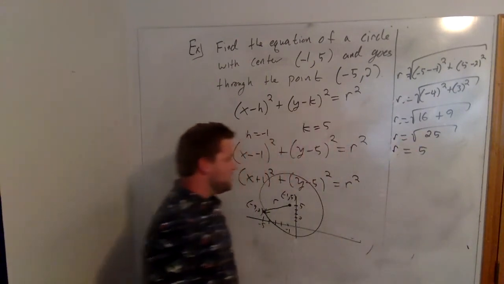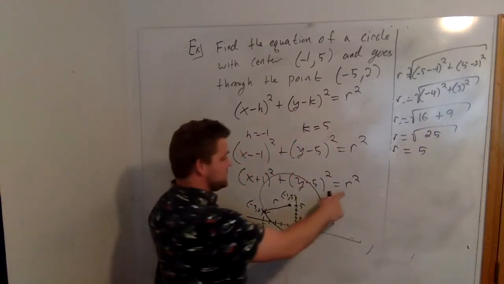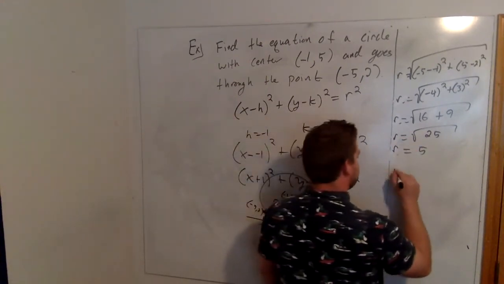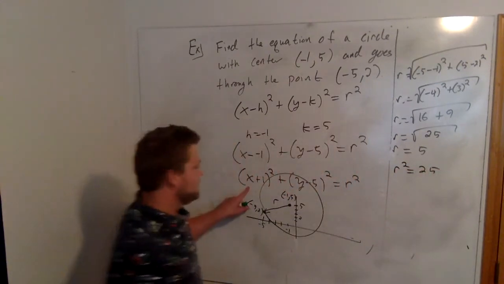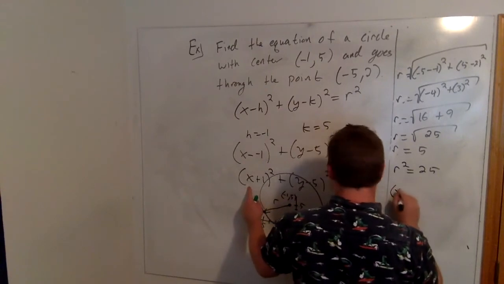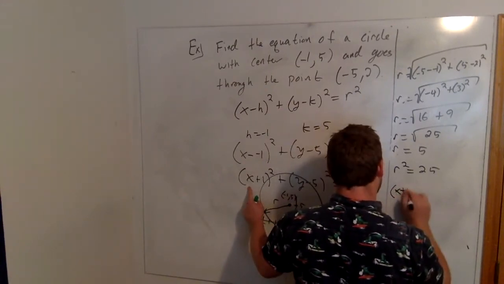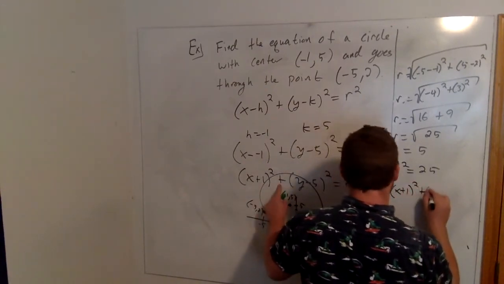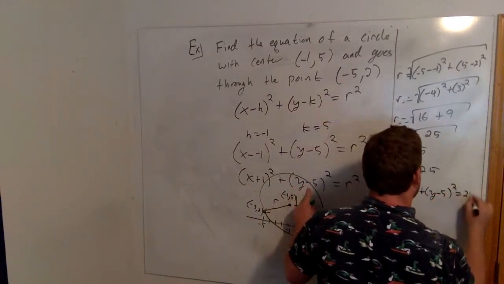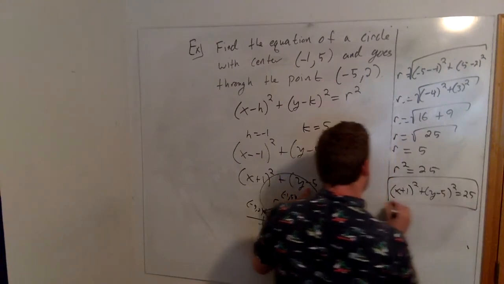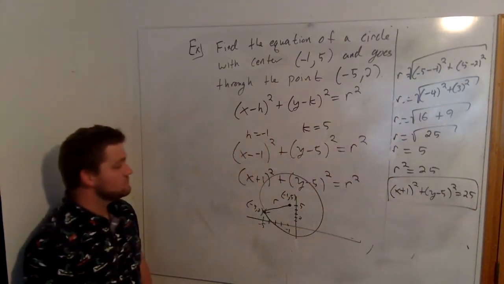So we have that the radius will be 5. Here, though, we want to plug in the radius squared. So the radius squared will be 25. So putting everything together, we have (x + 1)² + (y − 5)² = 25. So here's the equation of this circle.